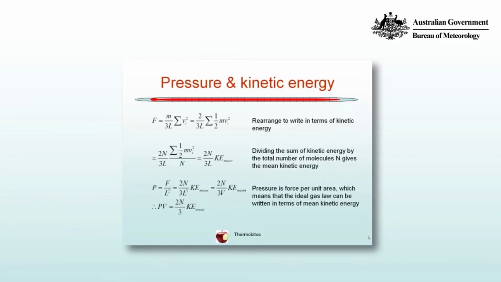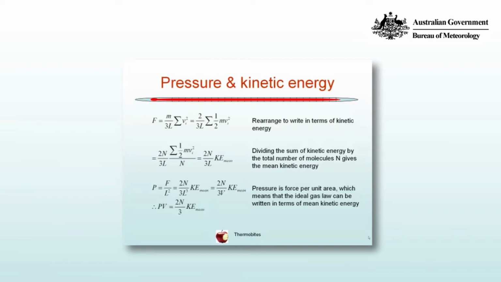So what we need now is to take this equation for the force on a wall and rewrite it in terms of kinetic energy. So we've got m on 3L by the sum of vi all squared, and if we take the m inside the summation and multiply by half, which means we need to multiply by 2, you end up with 2 on 3L by the sum of half m vi all squared, which is the sum of the kinetic energies of all the molecules in the gas.